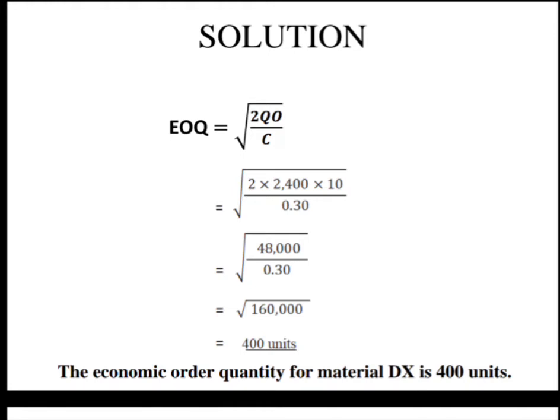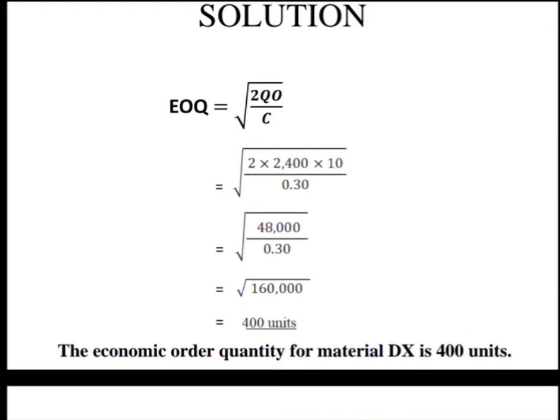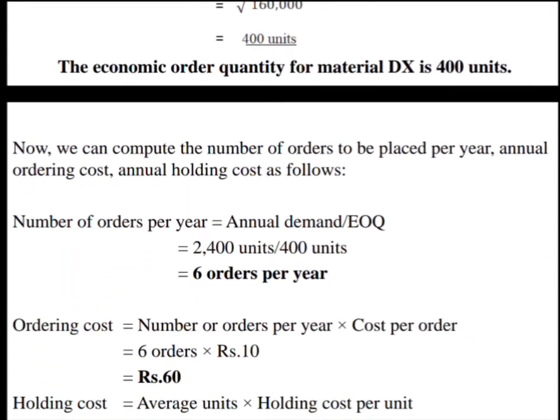So we will write the equation initially. The equation is the square root of 2QO by C. Q is the annual requirement, O is the ordering cost per order, and C is the carrying cost per unit. It is already given. So multiplying these things you will get 400 units. So the economic order quantity of this problem is 400 units.